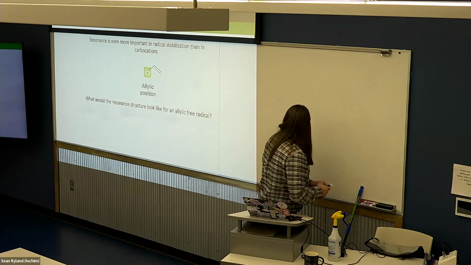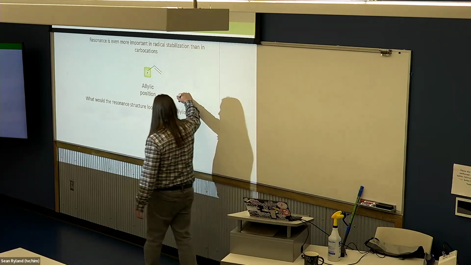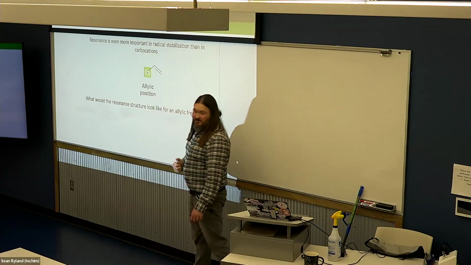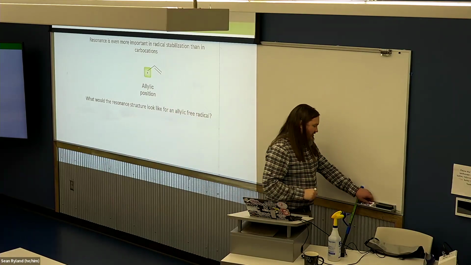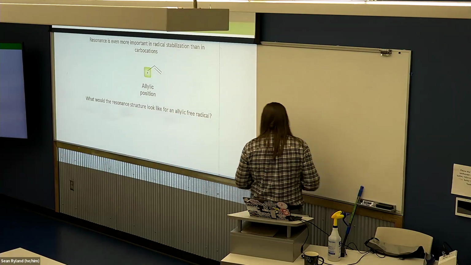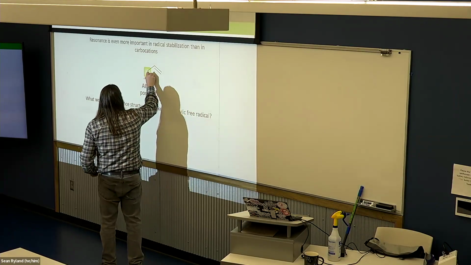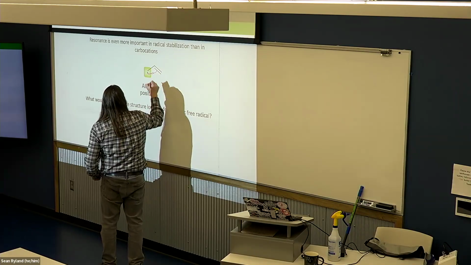And so let's start by just drawing what the resonance structure would look like here, especially considering our arrows have to look a little different now too. Half an arrow. So we have something like this.